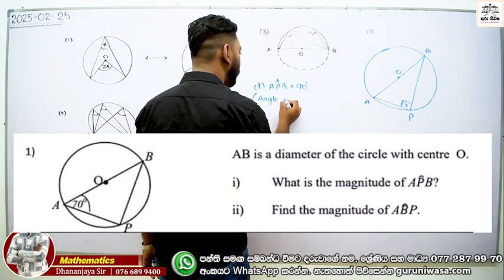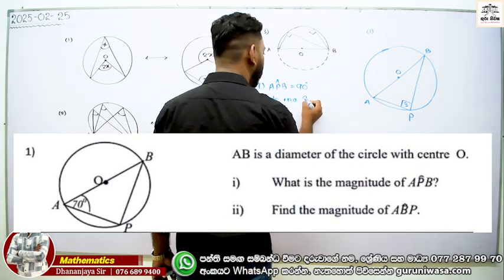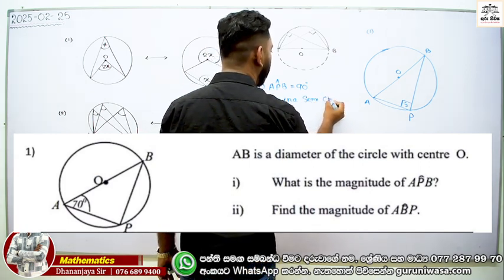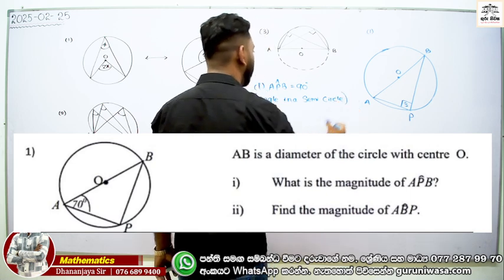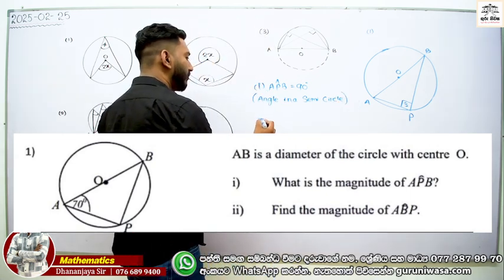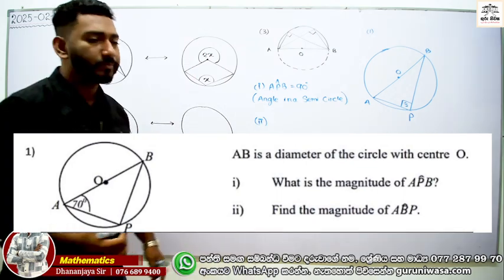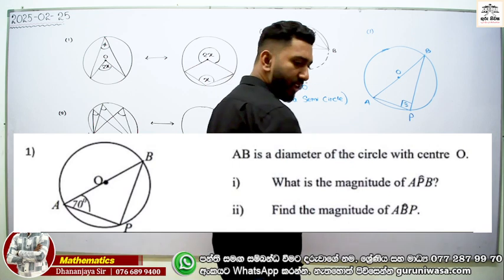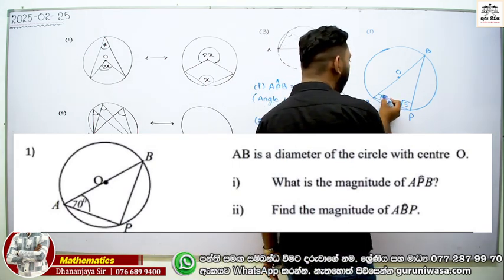Angles in a semicircle. Angle subtended in a semicircle. Number 2. And we know here is a 90, and angle A becomes 70 degrees.